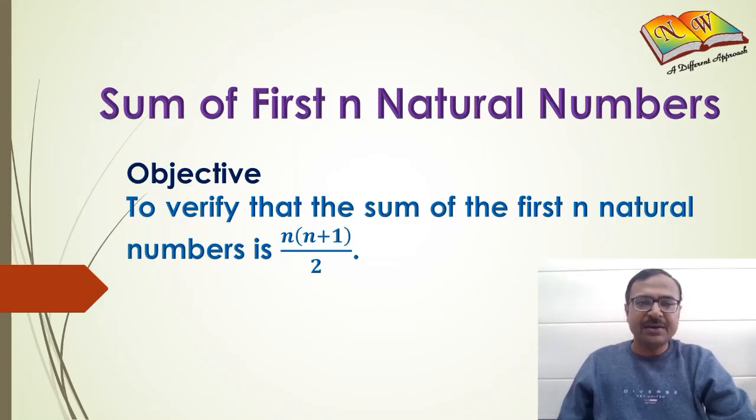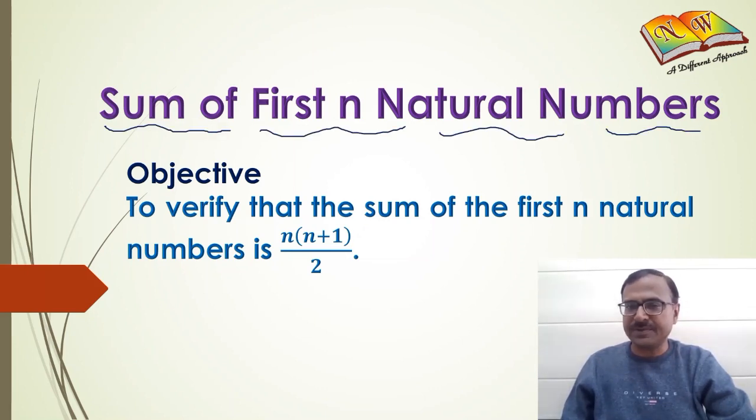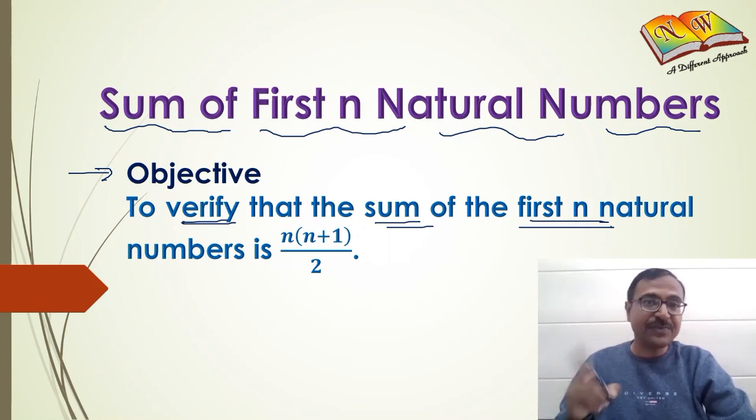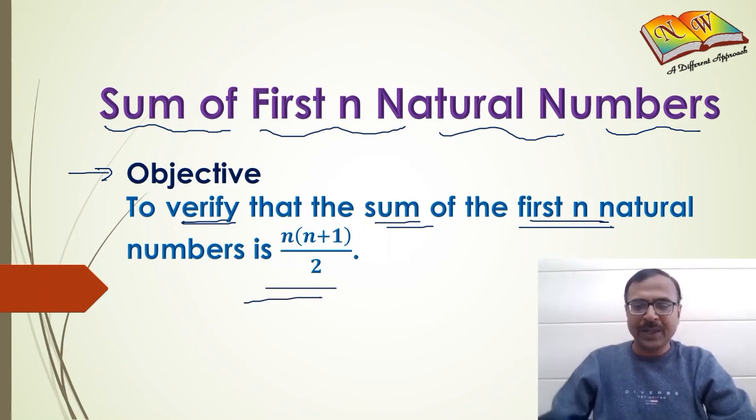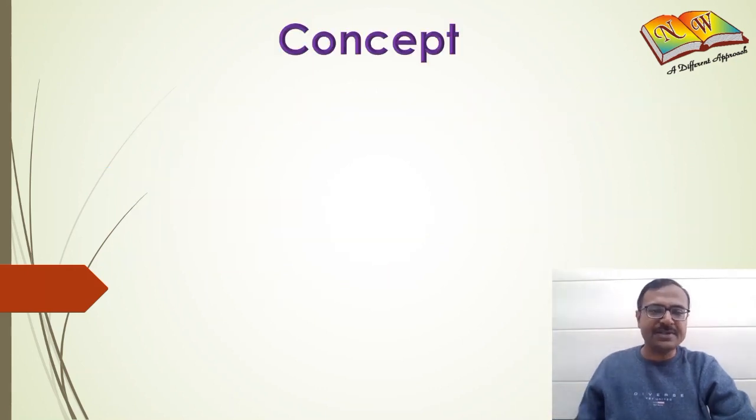In this activity, we will be finding the sum of first n natural numbers. The objective of the activity is to verify that the sum of first n natural numbers, that is numbers starting from 1, is denoted by n times n plus 1 by 2. Let's study the concept in hand first.